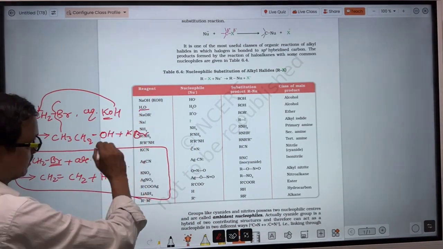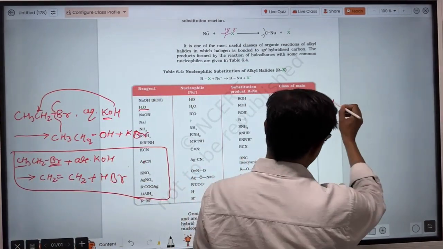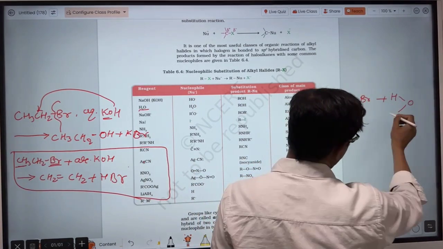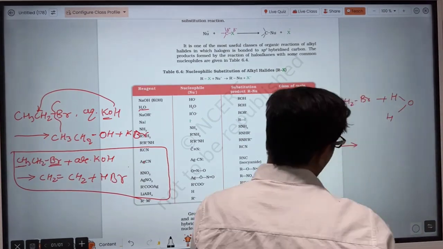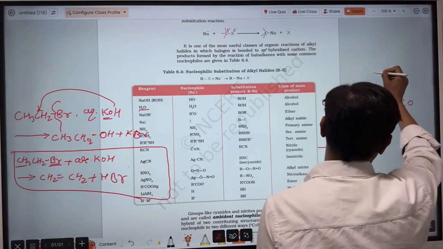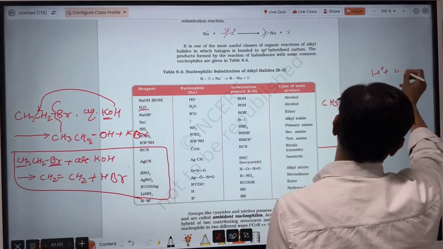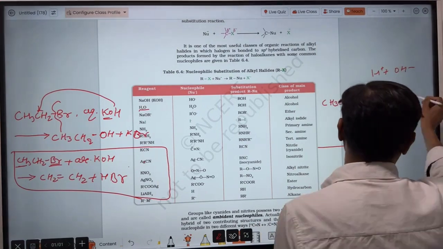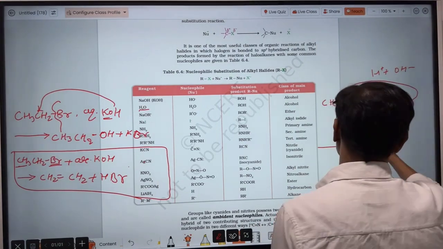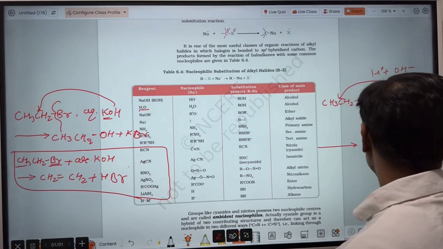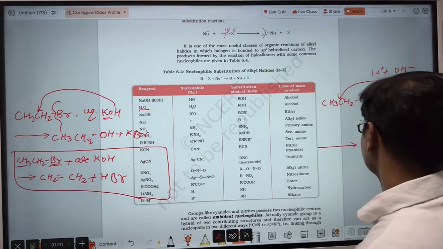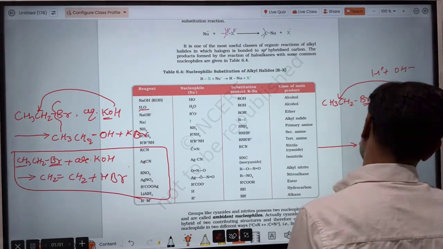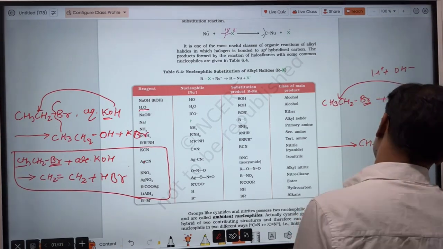Second one, when you react haloalkane with water. Water is like that. In water there is H plus and OH minus. The nucleophile is OH minus. So the OH minus ion will replace this bromine, which becomes Br minus, and the hydrogen will be released. This hydrogen will combine with the bromine and form HBr, and OH has been replaced here. So that becomes alcohol.